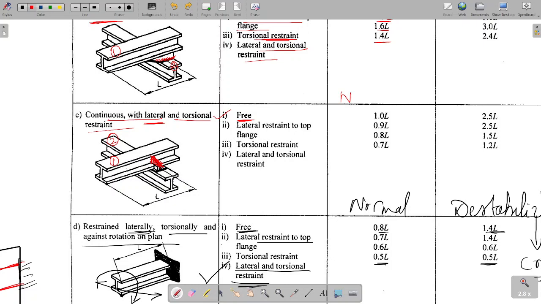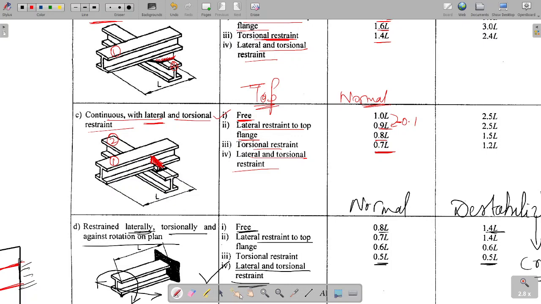Then under normal loading condition, again the destabilizing loading condition we are not memorizing. Okay, then lateral restraint to top flange को lateral restraint दे दिया, it will not deflect laterally, then 0.9L. Again torsional restraint to the top flange, top की बात हो रही है, this is for top, right? So again this is 0.8L, and lateral and torsional restraint both to the top, again it will be 0.7L. So again here 0.1L से decrease हो रहा है.